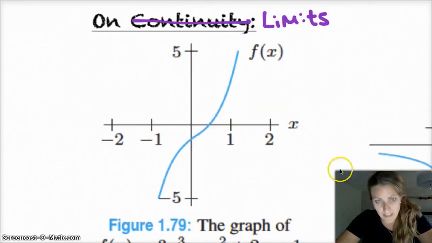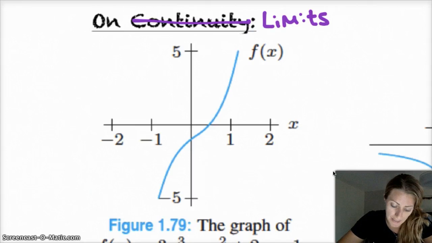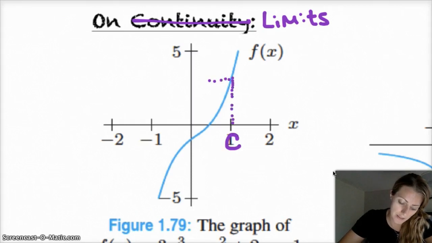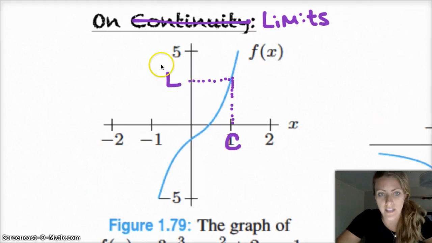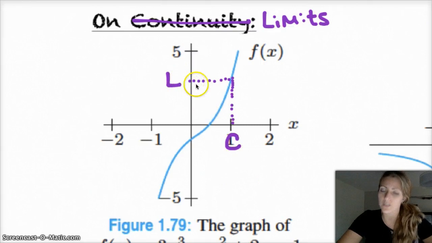All right, so basically what this means is that if I'm interested in what's happening at x equals 1, that's going to be our c value on this graph. I'm interested in knowing what happens to the function there, so that's our limit. So this is L, our limit, and this is c, the value that x is getting close to, and this is the value that y is getting close to.